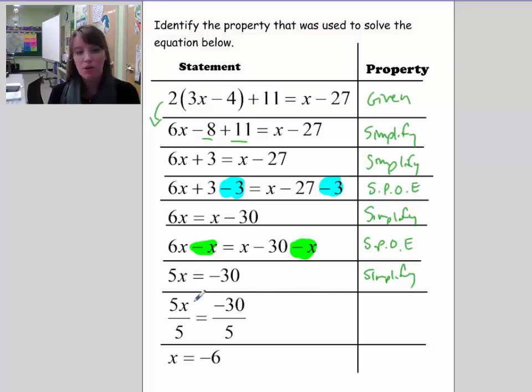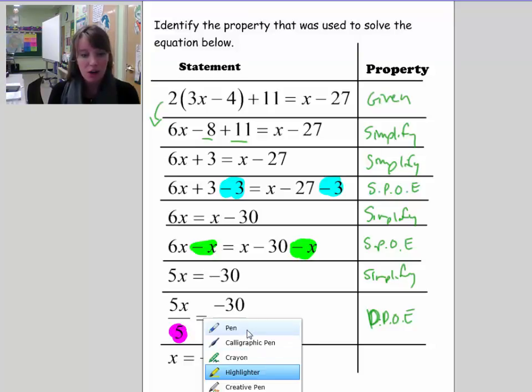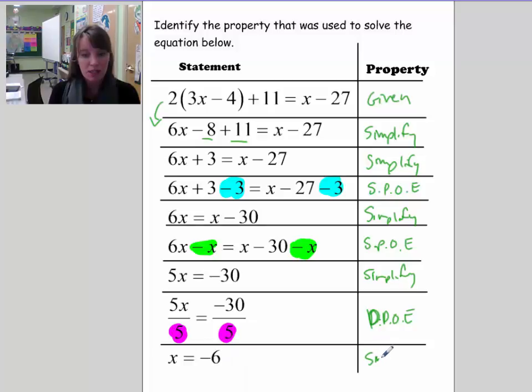Now, to get rid of the 5x, we're going to divide both sides. So this next one is the division property of equality, because what we've done here is that we've divided by 5 each time. And finally, all you're doing in the last step is simplifying it to get what x is equal to.